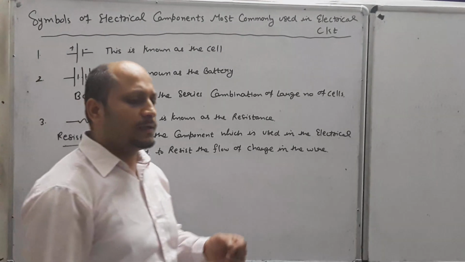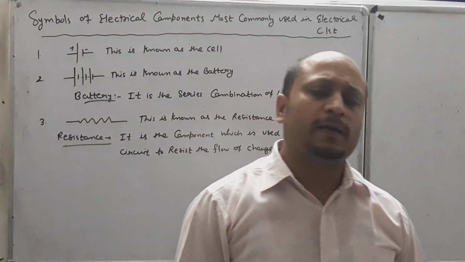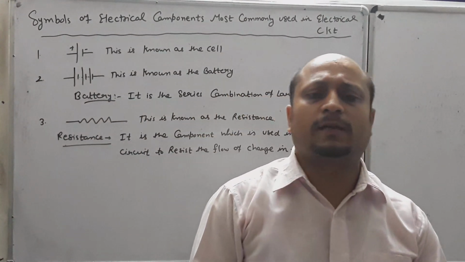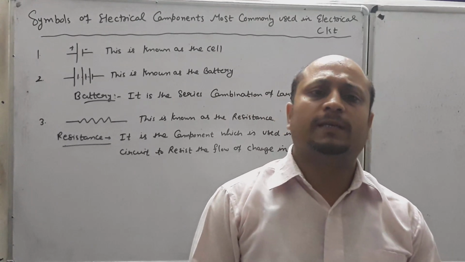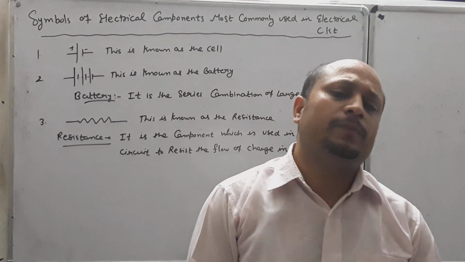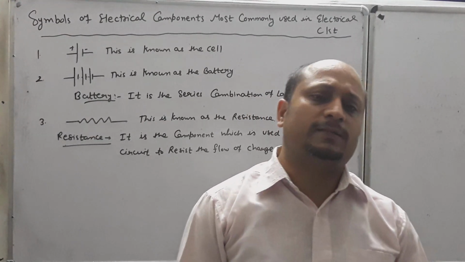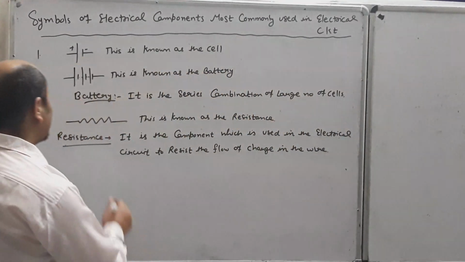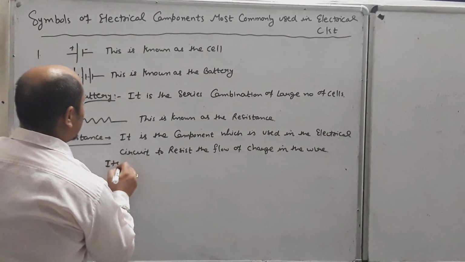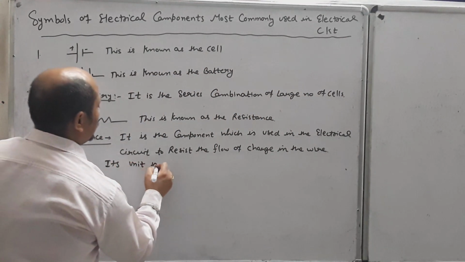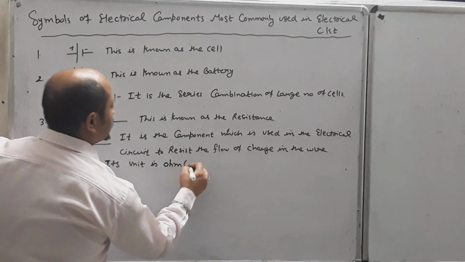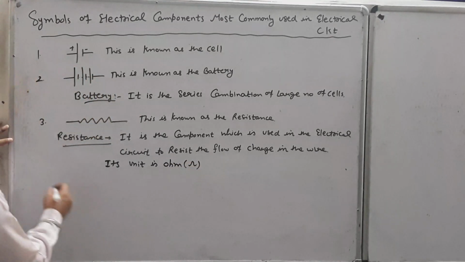किसी भी इलेक्ट्रिकल सर्किट में वायर में से चार्ज को रेजिस्ट करने के लिए, और वी कैन से करंट को रोकने के लिए जो कंपोनेंट आप लगाओगे, इलेक्ट्रिकल कंपोनेंट, दैट इज नोन एज द रेजिस्टेंस एंड इट्स यूनिट इज ओम. इसको ओम में मेजर करेंगे.